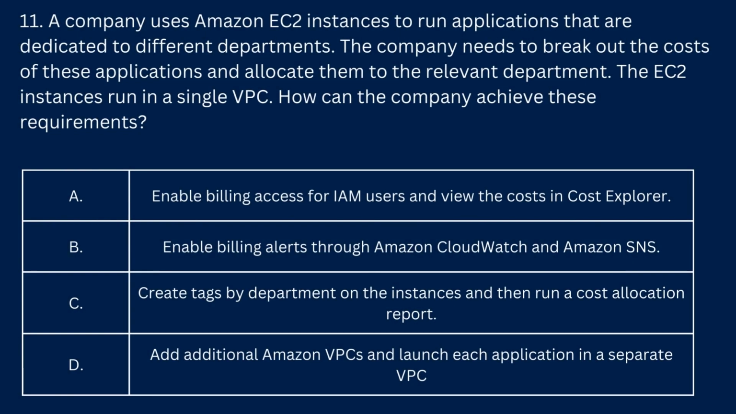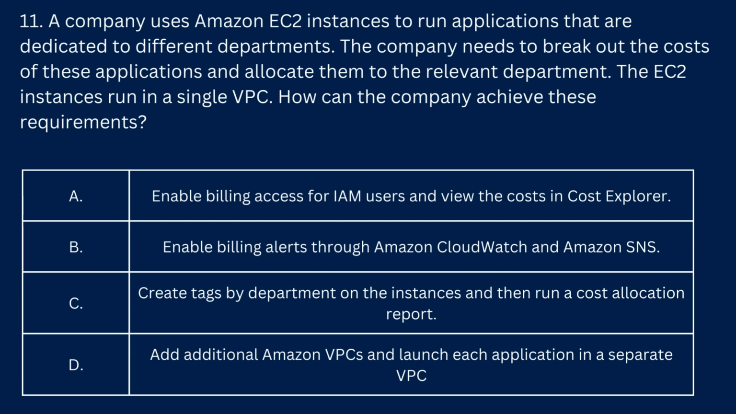Question 11. A company uses Amazon EC2 instances to run applications that are dedicated to different departments. The company needs to break out the costs of these applications and allocate them to the relevant department. The EC2 instances run in a single VPC. How can the company achieve these requirements?